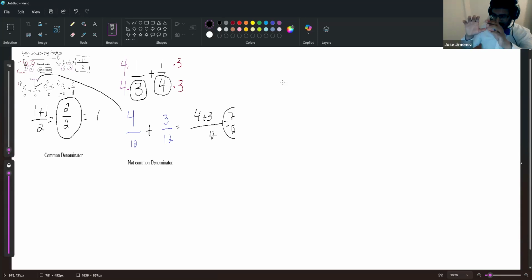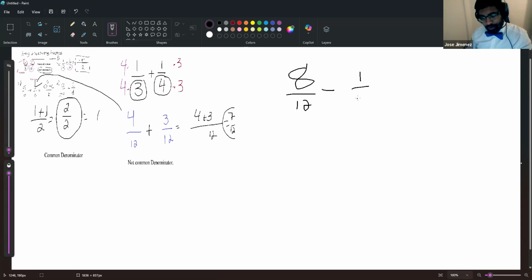Just to see how it works when we bring in a whole number, and then that's pretty fun. All right, so in essence of time, let's just suppose I had 8 over 12 minus 1 over, what's a good number, 2. Well, the first thing I see is the same exact process. I don't have a common denominator.